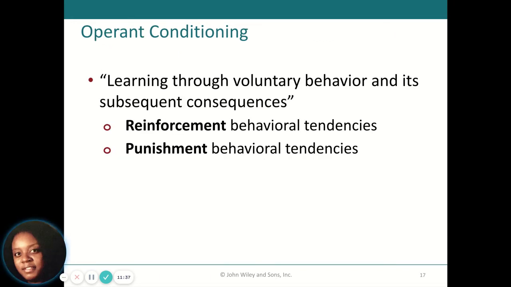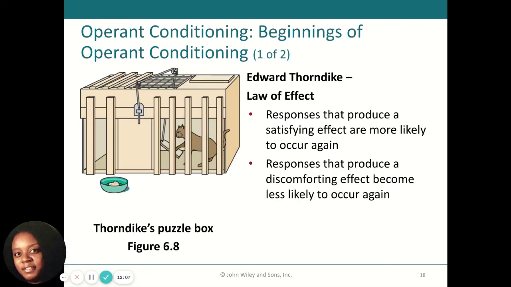The second type of learning that we're going to discuss is operant conditioning. Operant conditioning is frequently used between parents and their children because this is learning through voluntary behaviors and consequences. With operant conditioning, we have the reinforcement of behaviors to increase those behaviors or punishment of behaviors to decrease them.